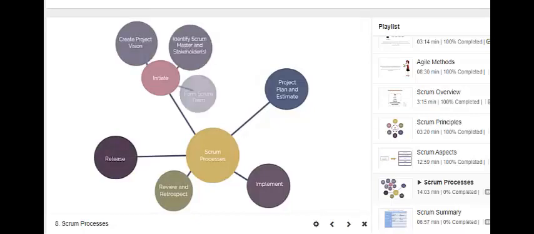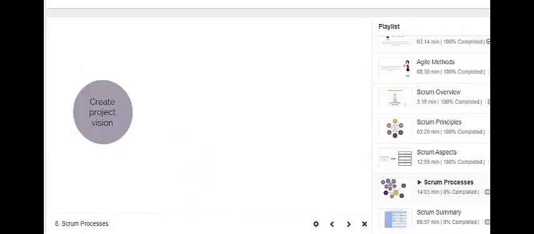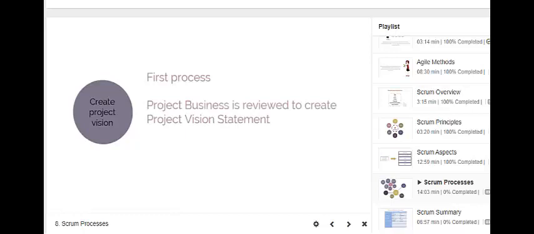Initiate is the first phase, and the processes carried out as part of Initiate are as follows. Create Project Vision is the first process performed. In this process, the project business case is reviewed to create a project vision statement that will serve as the inspiration and provide focus for the entire project. The product owner is identified in this process.